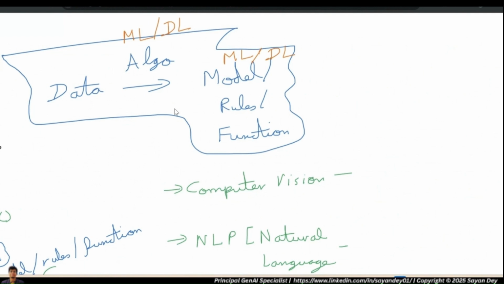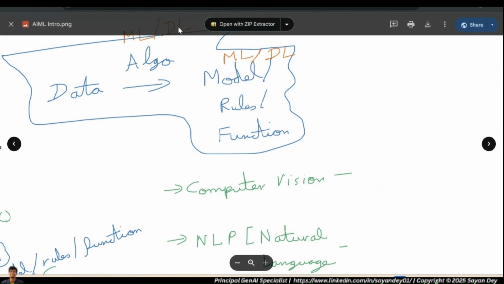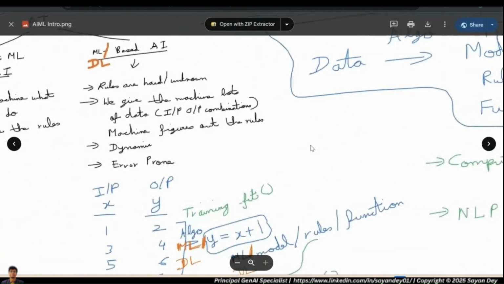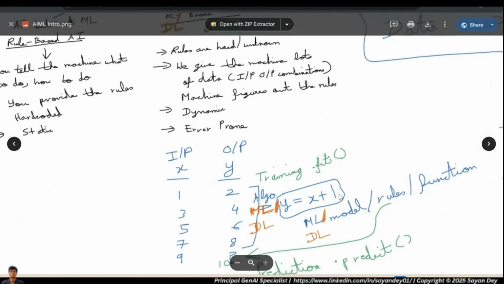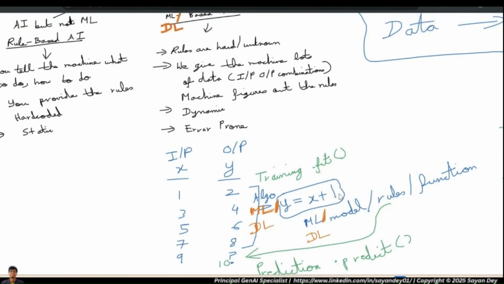Here also, we give the machine lots and lots of data. The machine uses deep learning algorithms this time, which are actually neural networks, to learn the patterns and the association between X and Y. The end result is some kind of a deep learning model, rules, or a mathematical function. It may or may not be in equation form, but this is the way we generally understand the terms.